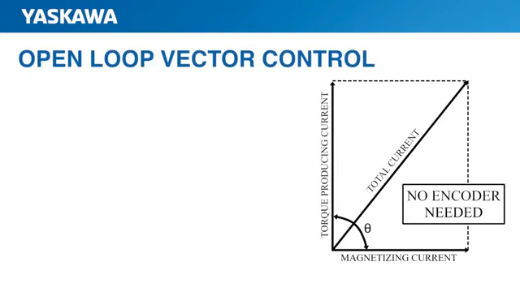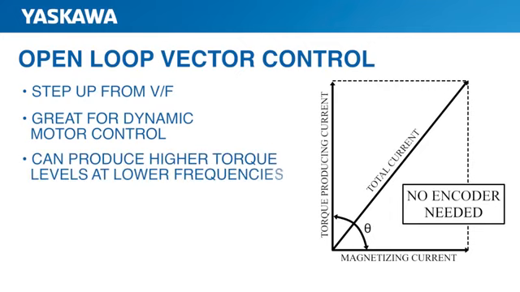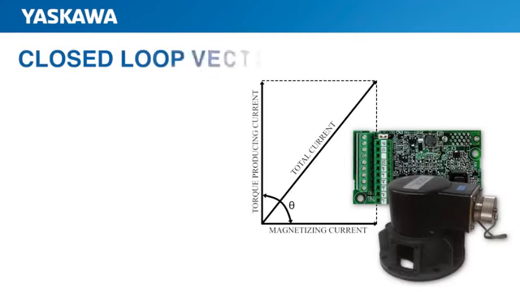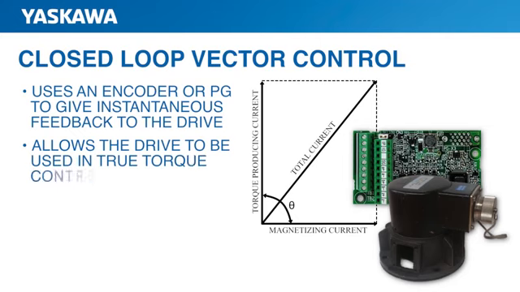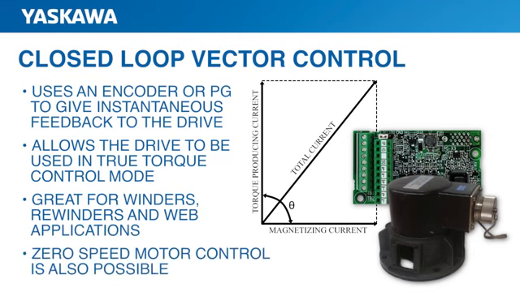Open loop vector control is a step up from VF and is great for dynamic motor control and can produce higher torque levels at lower frequencies. This method can also limit torque output. It's great for conveyors and most other general industrial applications. Closed loop vector control uses an encoder or PG to give instantaneous feedback to the drive. This allows the drive to be used in true torque control mode. This is great for winders, rewinders, and web applications. Zero-speed motor control is also possible.